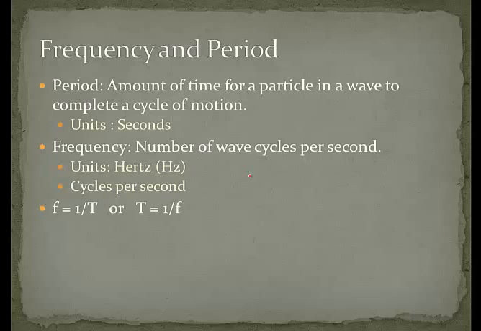Third is frequency. Frequency and period are inversely related ideas. Frequency is the number of wave cycles per second, given in the units of hertz, whereas period is the amount of time it takes for a particle on a wave to complete one cycle. We already looked at period and frequency in circular motion, but remember, they are inversely related to each other. They're the opposites. So period is 1 over frequency, or frequency is 1 over period.